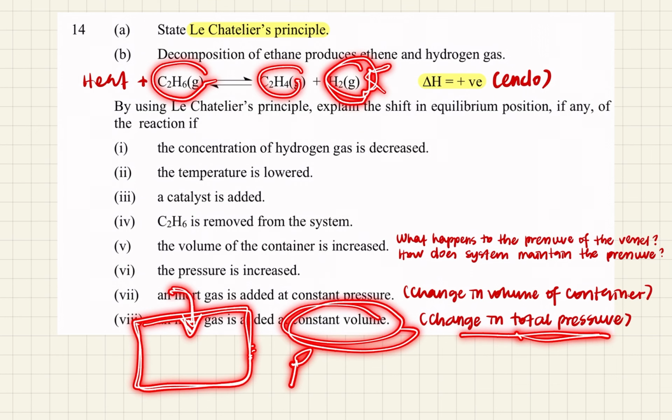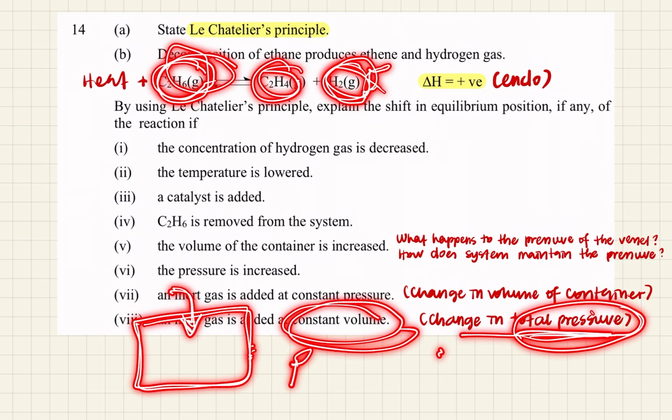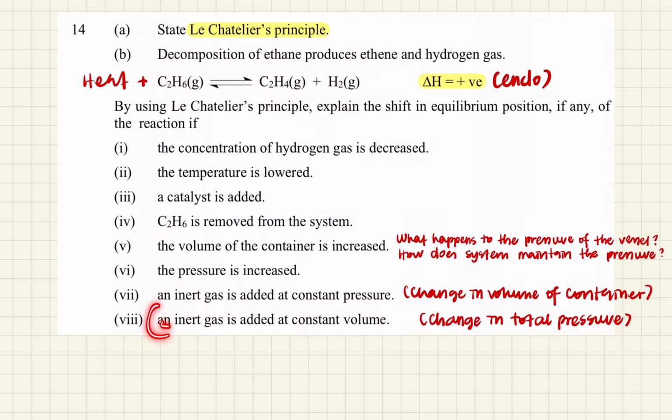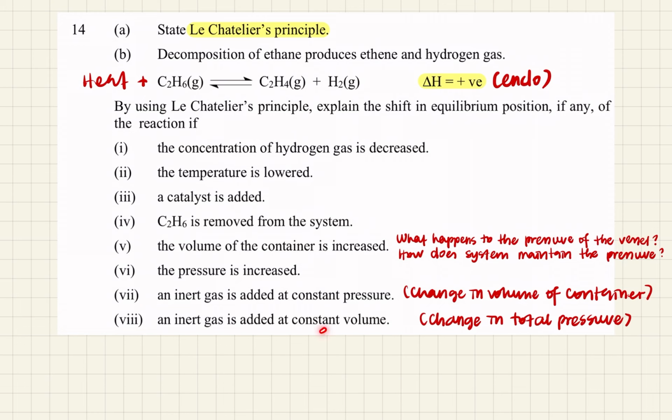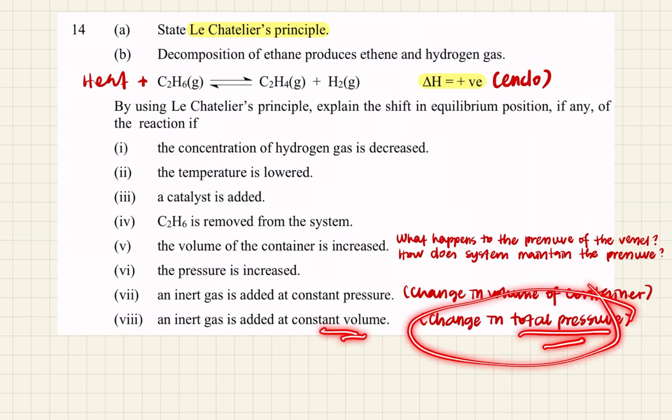Since your total pressure can change, that means your partial pressure of each of these gases will not change. Betul tak? So kalau tak ada changes, that means okay, adding inert gas at constant volume will give no change to the shift in equilibrium position. Okay, because adding inert gas at constant volume does not change the partial pressure of the substance involved in the reaction. So kita tak payahlah nak tinggikan atau kurangkan partial pressure, because our partial pressure of each of these gases dia tak berubah, alright, at constant volume, sebab our total pressure will change.